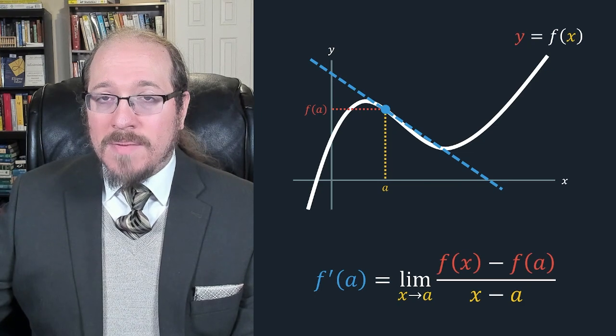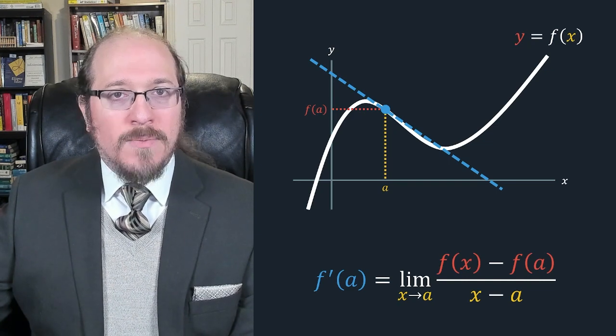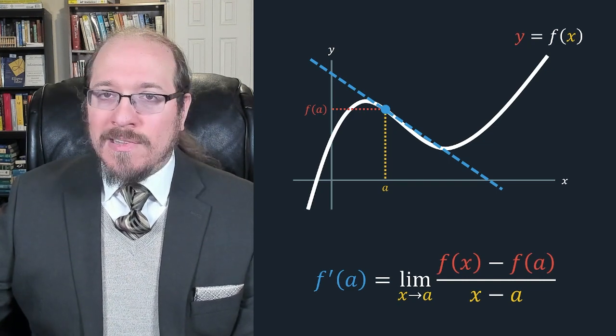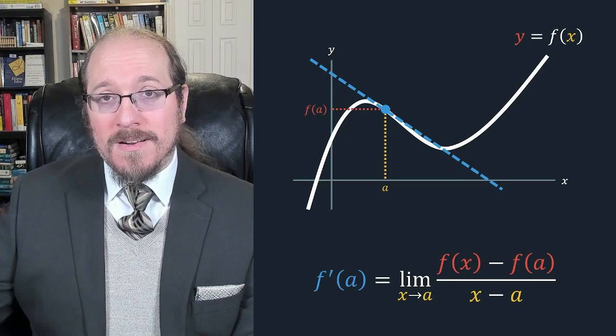And since x approaches a, x never equals a. So this limit keeps us safe from dealing with 0 divided by 0. As long as that limit exists, we have the slope at that one point of the curve.